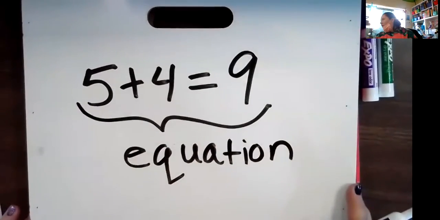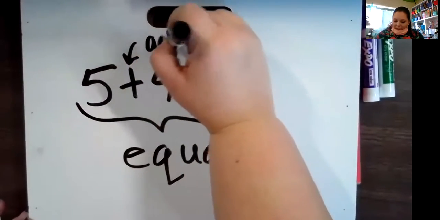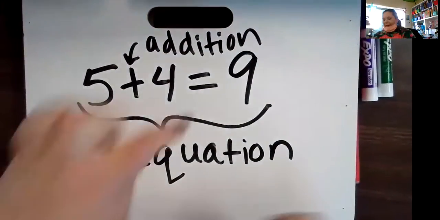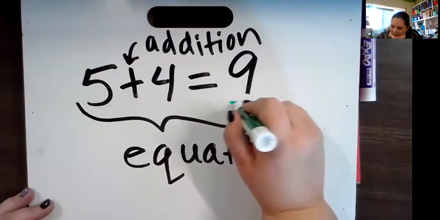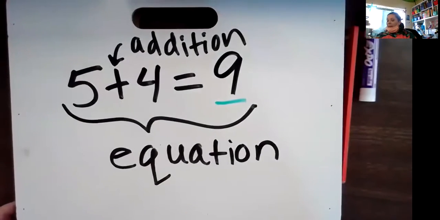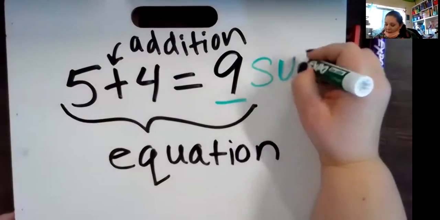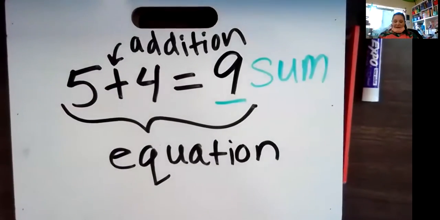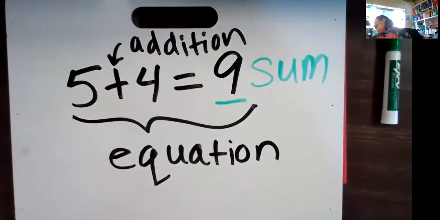And what kind of equation is it? Addition. We can tell that from our symbol here, because it's an equal and a plus. And this is an addition equation. What is the 9? The answer to an addition equation. What's it called? The sum, which is the answer to an addition equation.